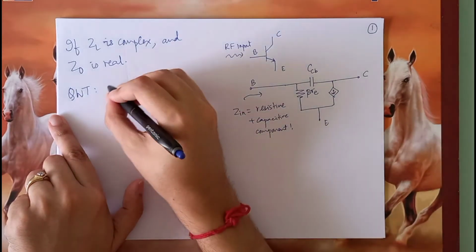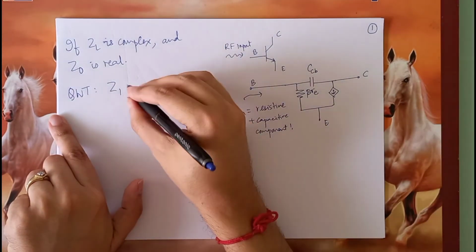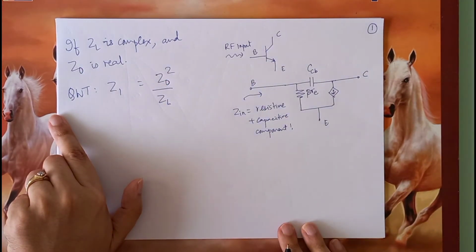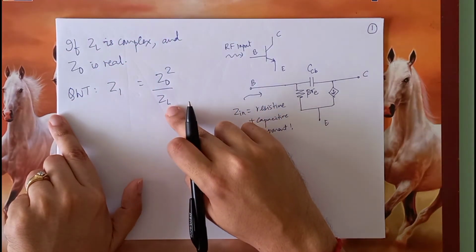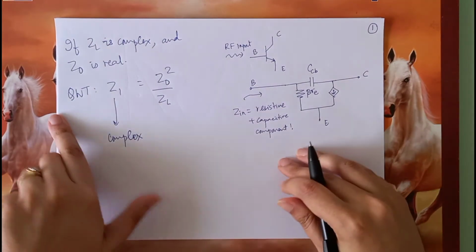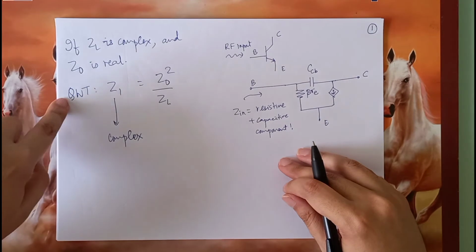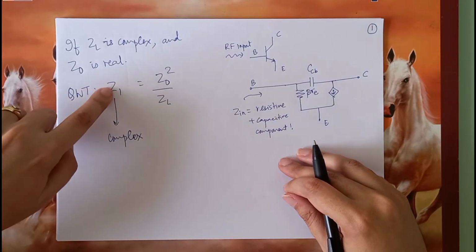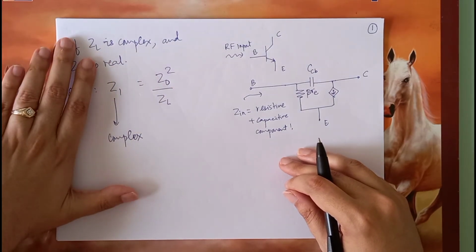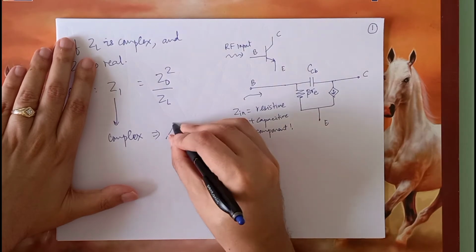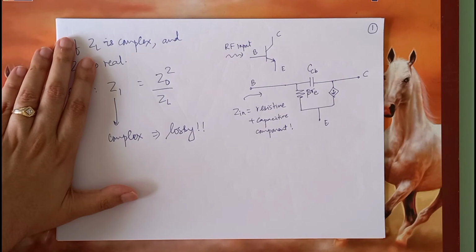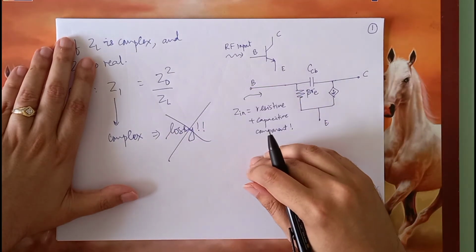If we are using a quarter wave transformer, Z1 will be nothing but Z0 squared by ZL. So Z0 is real, but ZL is complex. That means even Z1 will be complex. A quarter wave transmission line of complex characteristic impedance means that the line has to be lossy, which we don't want. So this is not at all desirable.